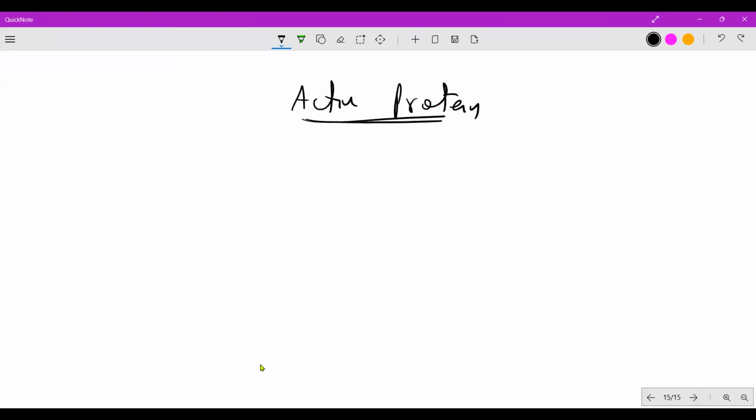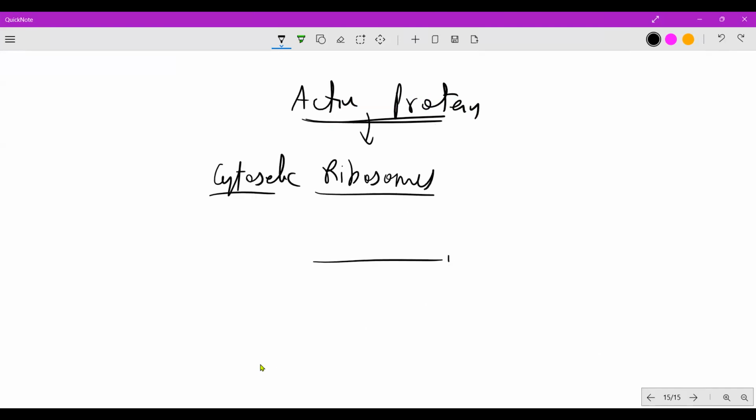ठीक है? Now, when we talk about actin protein, ये जो actin protein है, this is synthesized on cytosolic ribosome. भाई राइबोसोम में synthesis होगा. This is synthesized on the cytosolic ribosomes. ये हमारा mRNA पड़ा हुआ है. ये हमारे राइबोसोम्स हैं. ये mRNA मॉलिक्यूल, ये पॉलीपेप्टाइड बन रहा है. This is the polypeptide, N-terminus of the polypeptide.